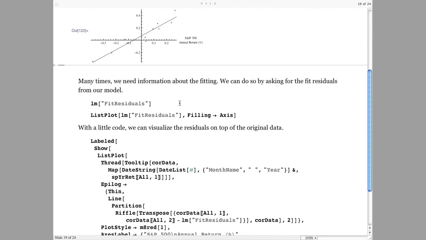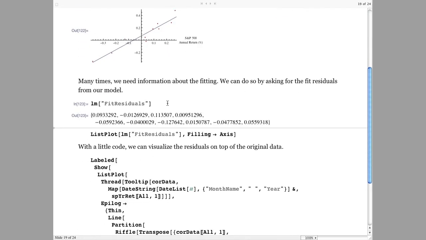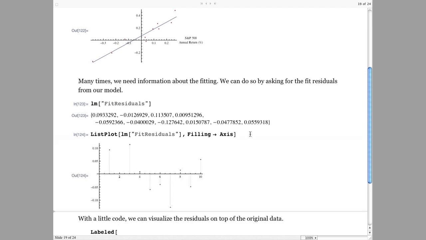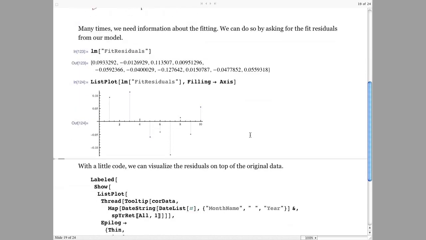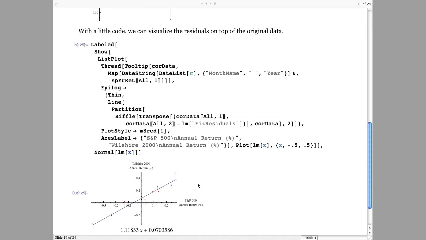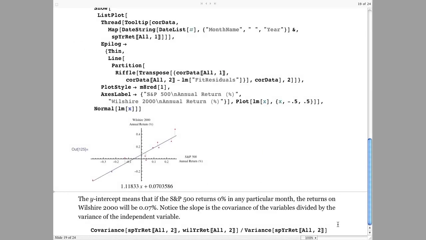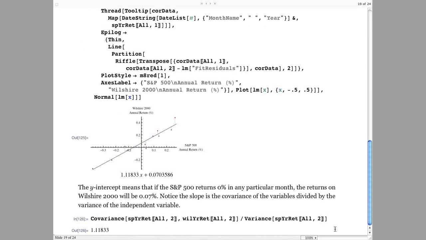Many times we need information about the fitting. For instance, we can ask the model for its fit residuals, plot them, and we can visualize the residuals on top of the original data. The y-intercept means that if S&P 500 returns 0% in any particular month, the returns on Wilshire 2000 will be 0.07%.